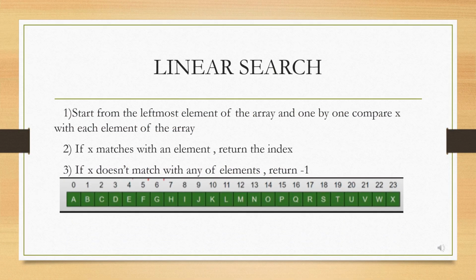In linear search, we start from the leftmost element of the array and one by one compare x with each element of the array. If x matches with an element, we return the index. If x doesn't match with any of the elements, we return -1.